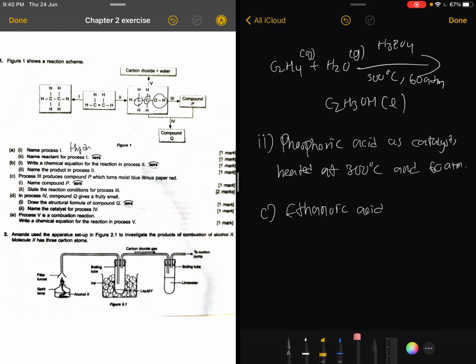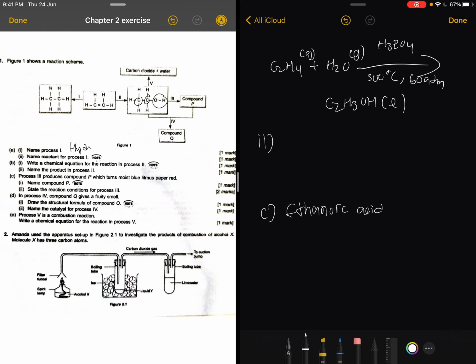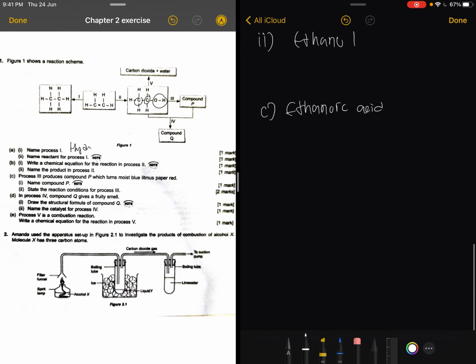And then, oh wait, I'm wrong here. I read the wrong question. Oopsies. Okay, what is the product for process 2? Ethanol. Okay, so that's I. And then what's the conditions? What's the conditions again?